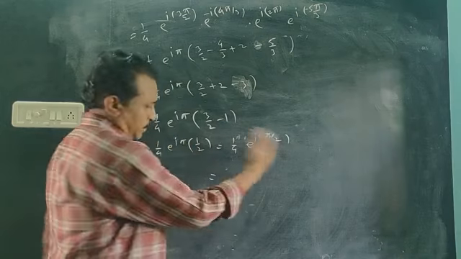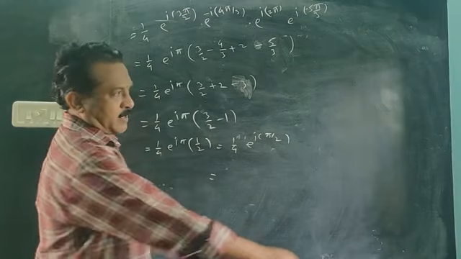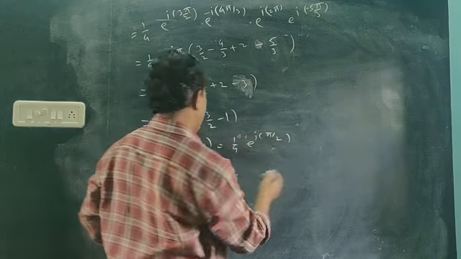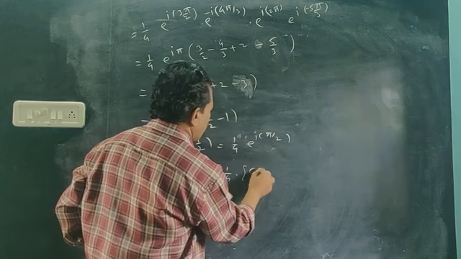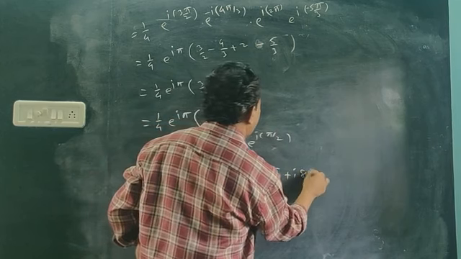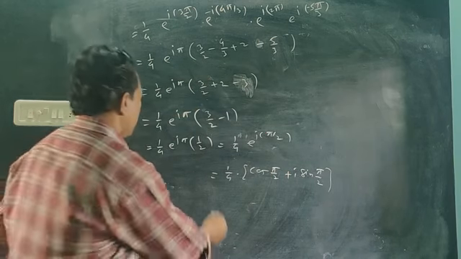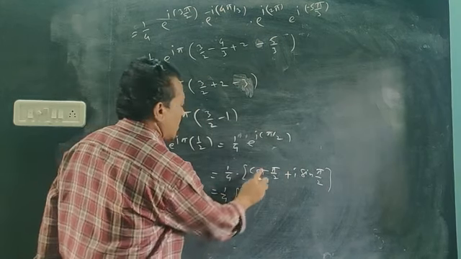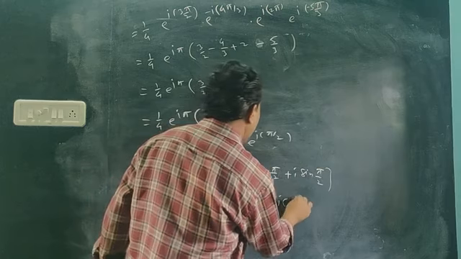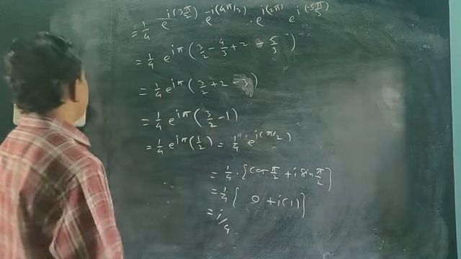Okay, now convert to sin cos again, using Euler's formula and De Moivre's theorem both. So e raised to power i theta is cos 90 plus i sin 90. Euler's formula. Cos 90 is 0, sin 90 is 1. So this is i, so i by 4 is the answer.